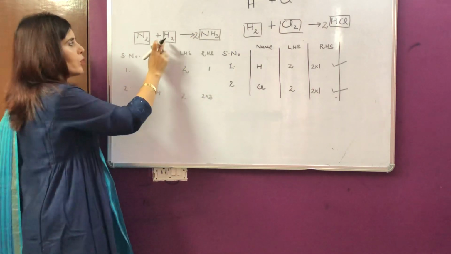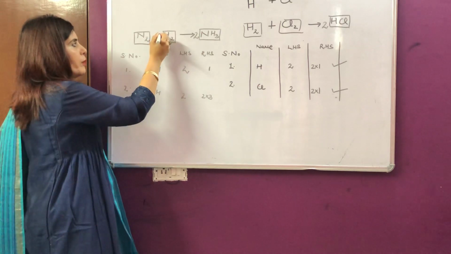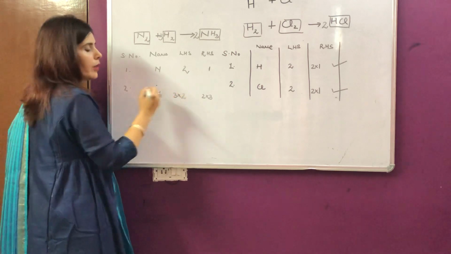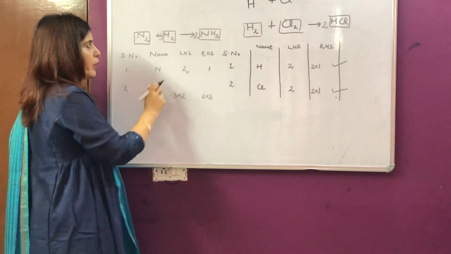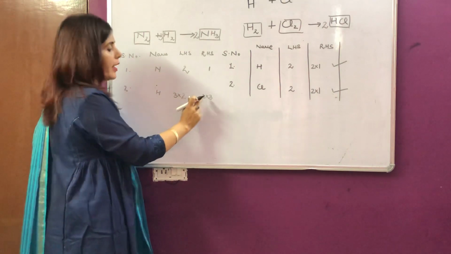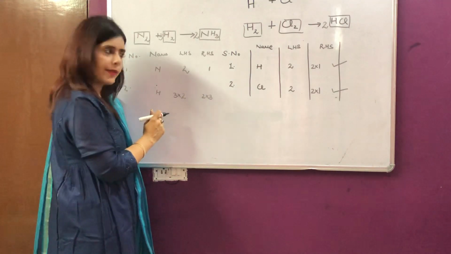Where is this 2? This 2 is here in this box. This symbolizes hydrogen. So this entire box will be multiplied by what? 3, and the same will be mentioned in the table too. Okay. So now the number of hydrogen atoms on the left hand side are also 3 into 2, that is 6. And the number of hydrogen atoms on the right hand side are also 2 into 3, that is 6.